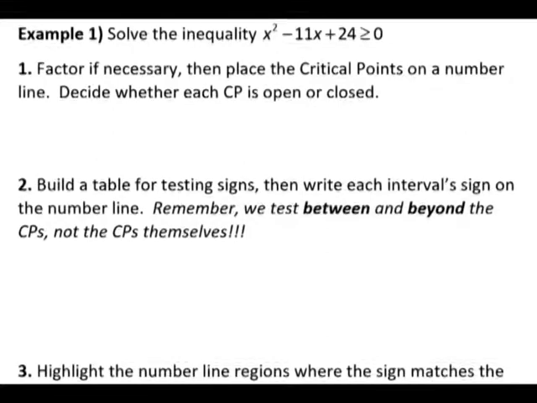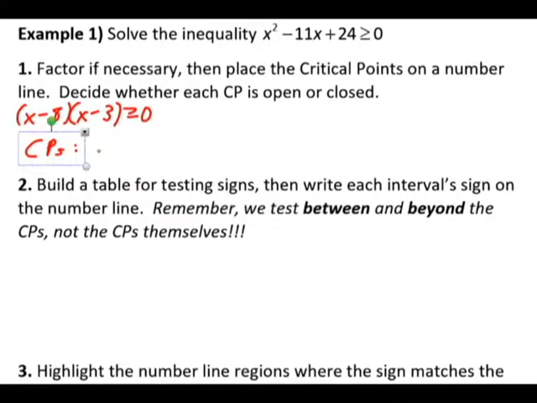First, we always need the polynomial to be in factored form. That's easily enough accomplished. This one ACs nicely. This gives us our critical points of 8 and 3. Those are the zeros of the polynomial. Now we can draw the number line.